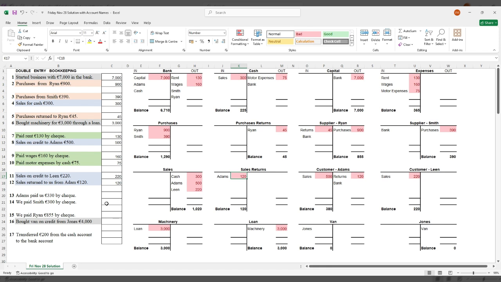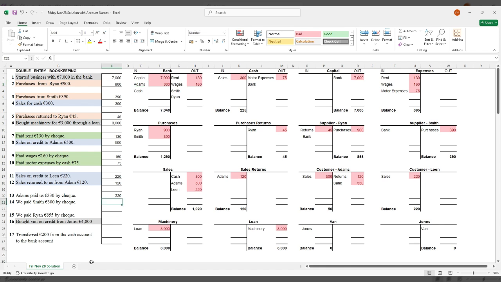Anyway, finally, or almost finally, Adams paid us by check, 330. We expect to see 330 go into the bank. It does, 330 up here. And again, where did it come from? It came from Adams. So we went to Adams' account. We have a transaction of 330. That's fine, done.